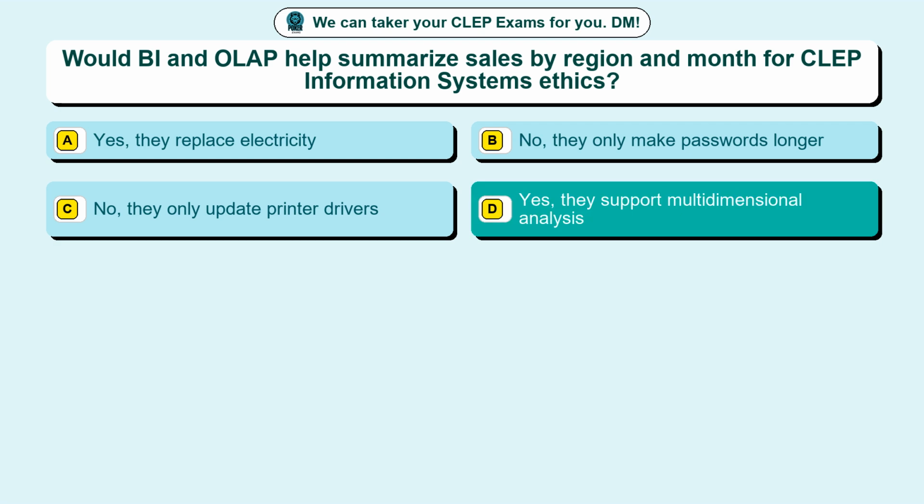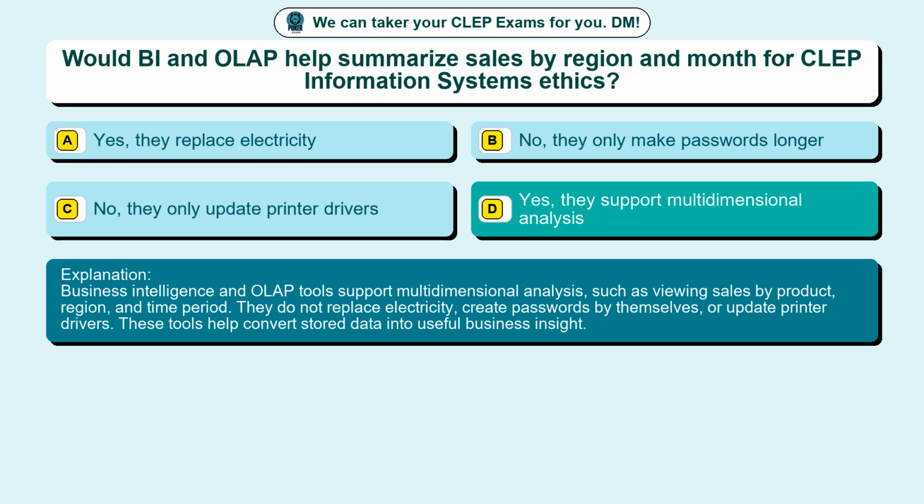The correct answer is option D. Yes, they support multidimensional analysis. Business intelligence and OLAP tools support multidimensional analysis, such as viewing sales by product, region, and time period. They do not replace electricity, create passwords by themselves, or update printer drivers. These tools help convert stored data into useful business insight.